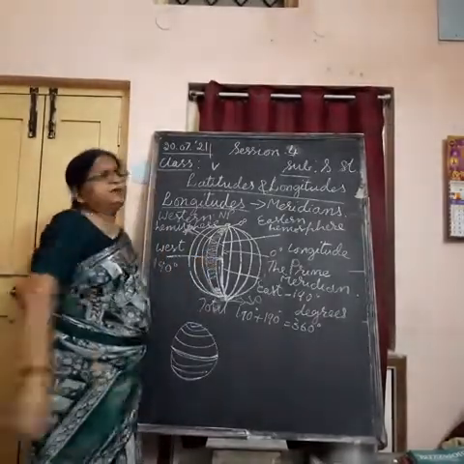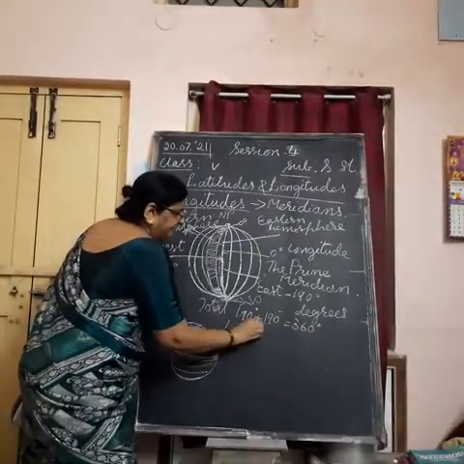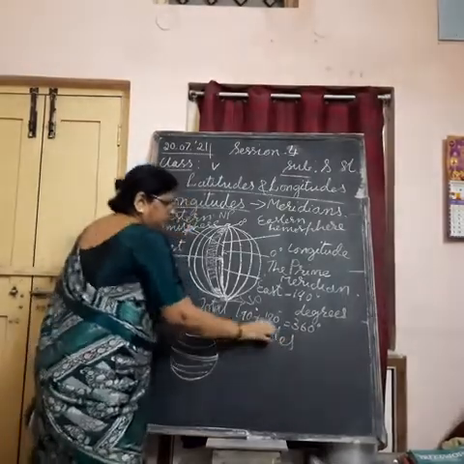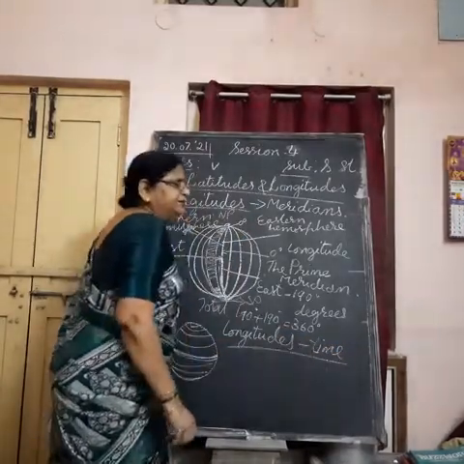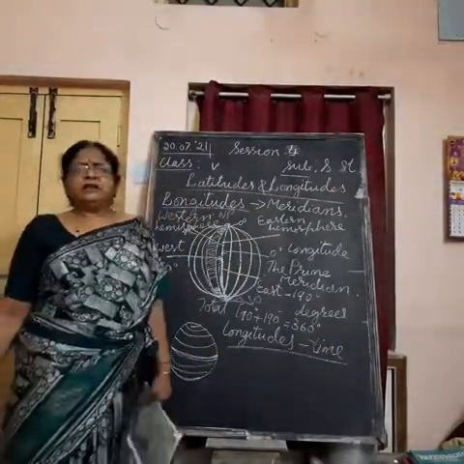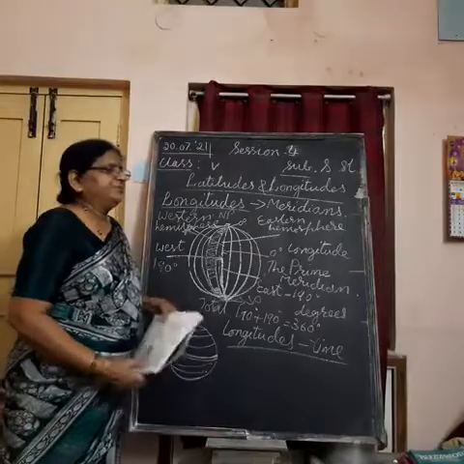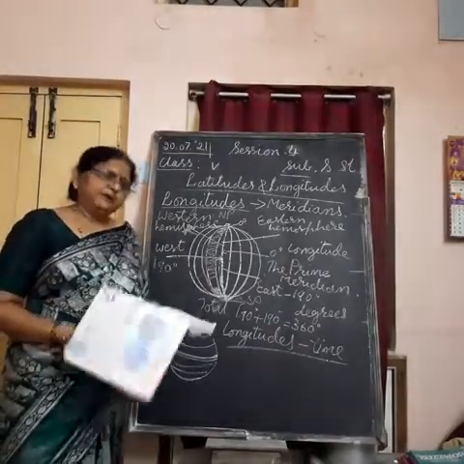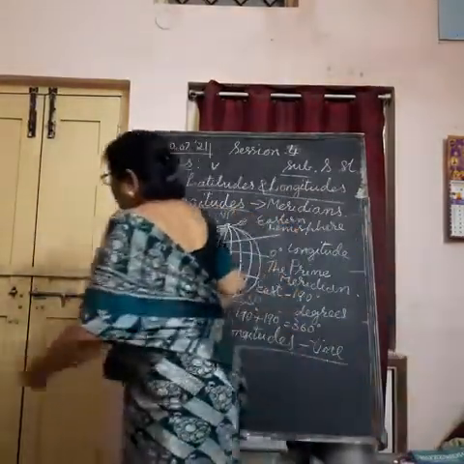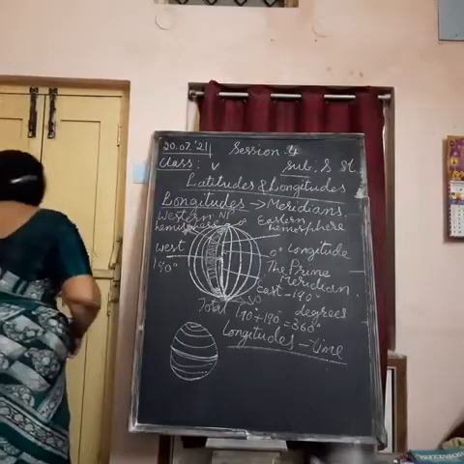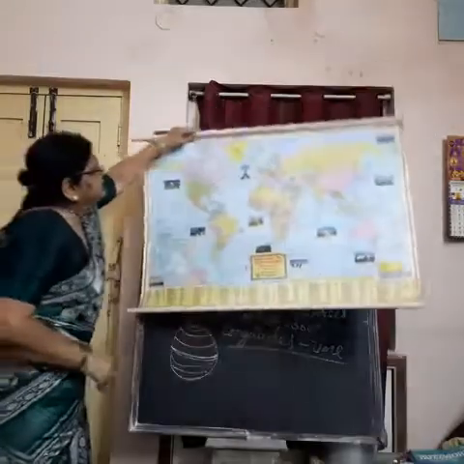And what is the main use of these longitudes? Longitudes determine time. Understand? We calculate the time of a place with the help of longitudes. One more thing I want to show you through the map is from where the 0 degree longitude passes. See, this is the world map.